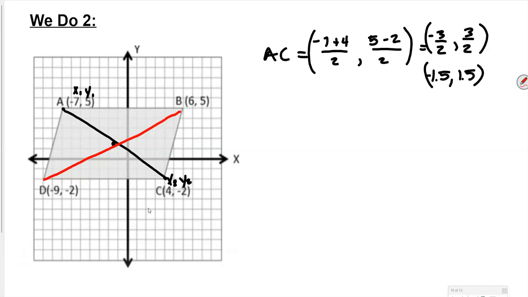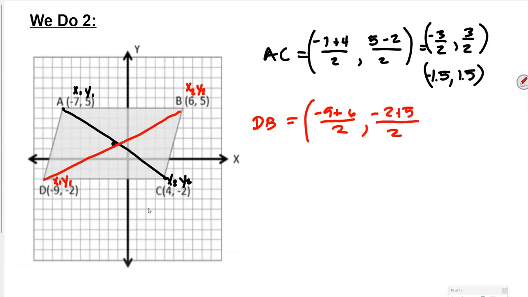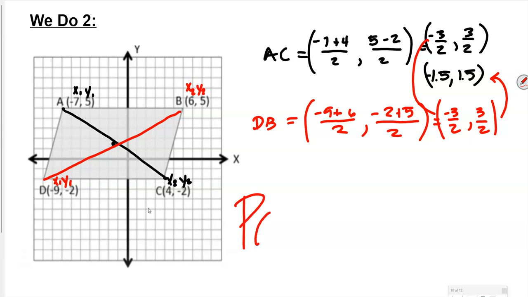So once again, we're going to go x1, y1, x2, y2. So that's going to be for DB. We're going to go -9 plus 6 divided by 2. And we're going to go -2 plus 5 divided by 2. So -9 plus 6 is going to be, there's our -3 over 2 again. Look at that. And this is going to be 3 over 2 again. So we don't really have to take it to this point because we can see that these two right here are equal, right? So they do have the same midpoint. So this is a parallelogram.